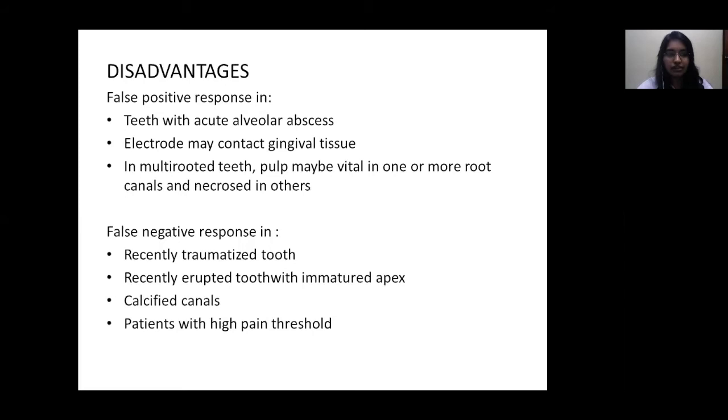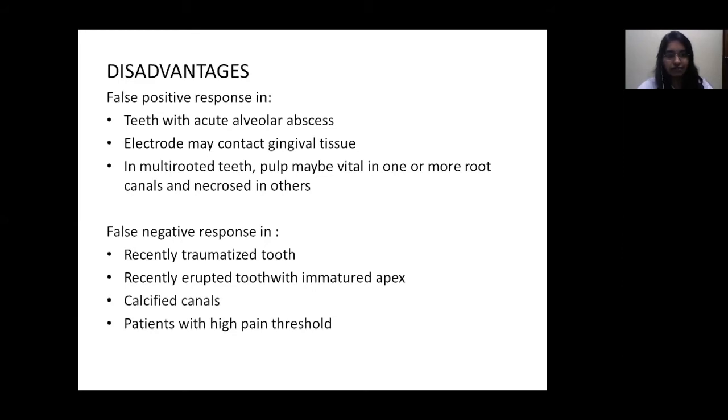There are several disadvantages of electrical pulp testing. The following conditions can give rise to wrong results. First one is the false positive response. False positive responses are seen in teeth with acute alveolar abscess or when the electrode contacts the gingival tissue, or in multi-rooted teeth where the pulp may be vital in one or more root canals and necrosed in others.